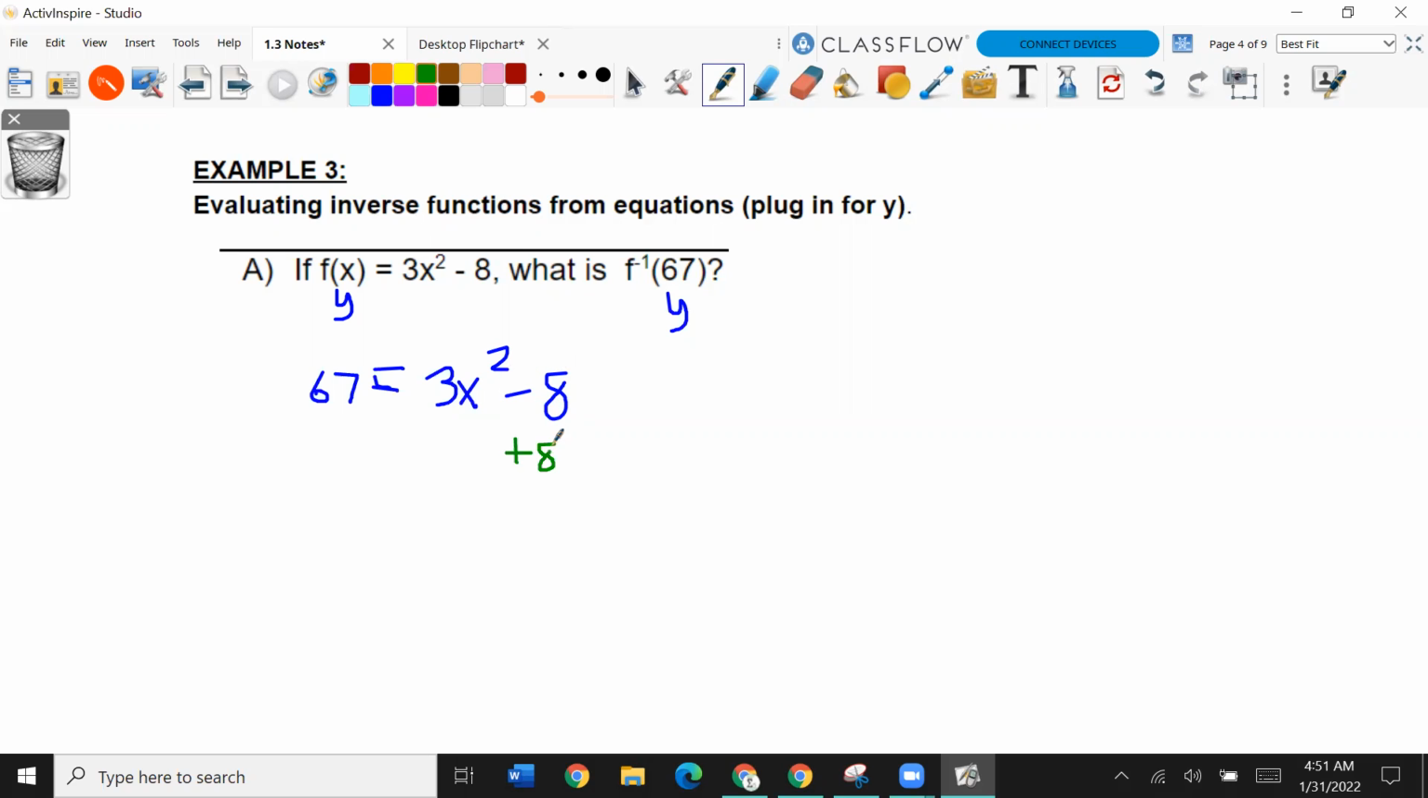So I'm going to add 8 to both sides. And that's going to give you 67 plus 8, which is 75. All right, our next step is we want to divide both sides by the coefficient in front of the x squared term. That's going to get rid of that. So that's going to be 75 divided by 3, which is 25.